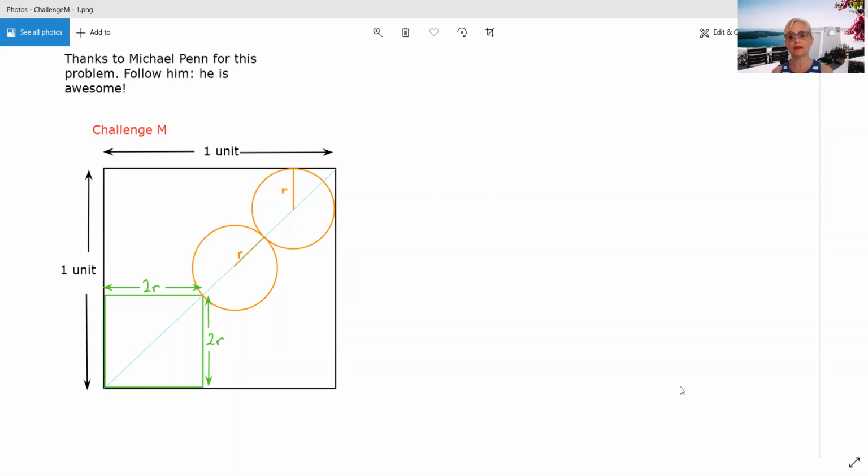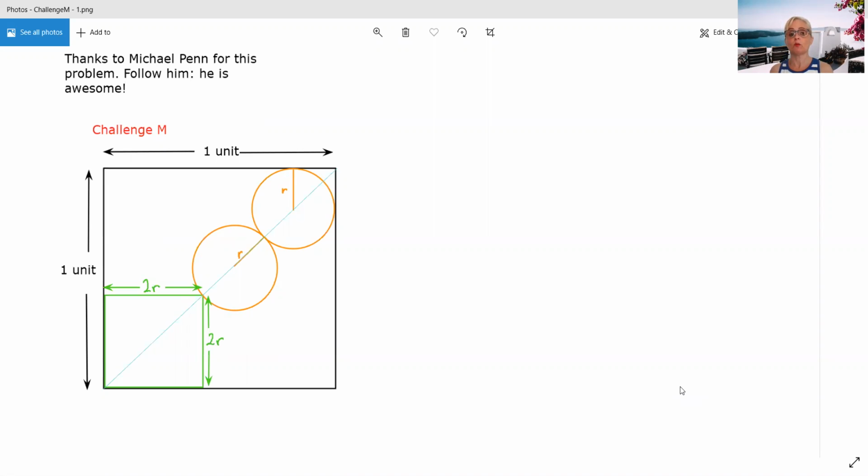Time for another geometry challenge. This one's pretty easy as long as you know Pythagoras' theorem. This one is thanks to Michael Penn. I do highly recommend you follow him on YouTube. He's got some awesome stuff. This is certainly one of his easier challenges that he does. He gets a lot more complex than this, certainly.